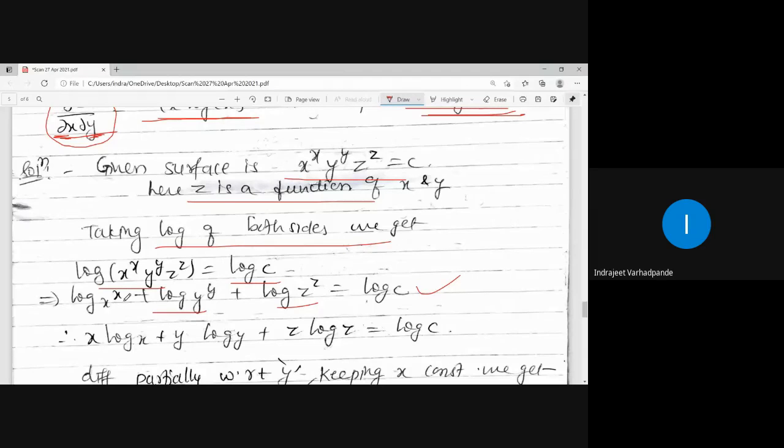So log x to the power x is written as x log x, log y to the power y is written as y log y, log z to the power z is written as z log z, is equal to log c. Clear? The steps are clear up to this? Noted down? The simplification is understood. So how we have to derive or define the things from the given data provided.